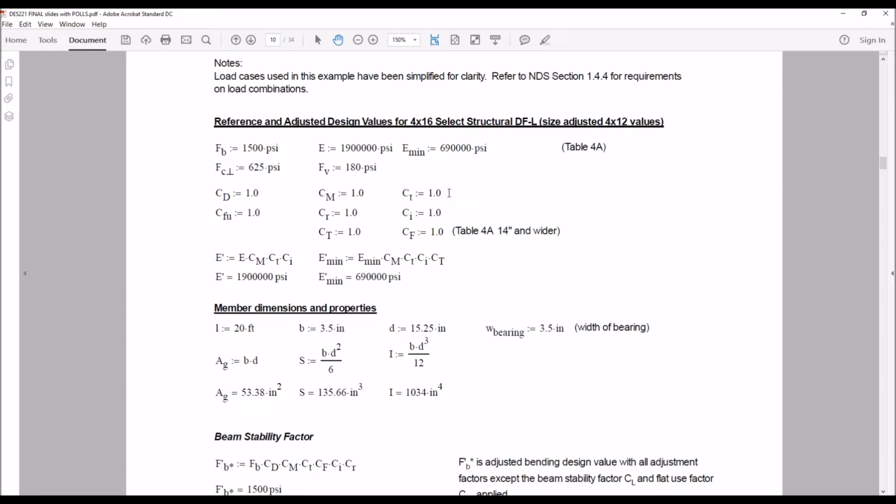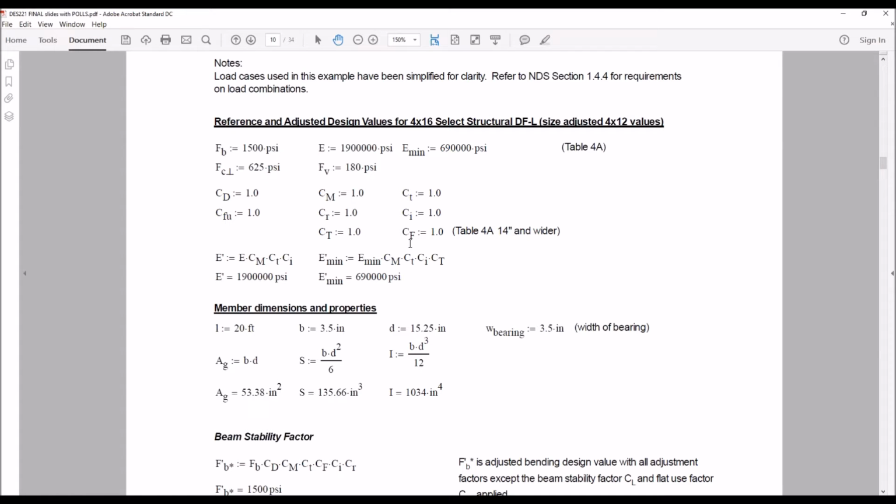Our C sub t is a temperature factor. We're not using elevated temperatures. That's also equal to 1. This is not a repetitive member, so we're not using a C sub r, an increase for a C sub r. And it's not incised, so C sub i is also equal to 1. C sub capital T here is the buckling stiffness factor. That's sometimes used in truss designs and things like that, but it does not apply in this example, so we're not going to have any adjustment due to that, so that's equal to 1.